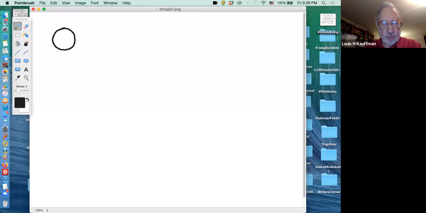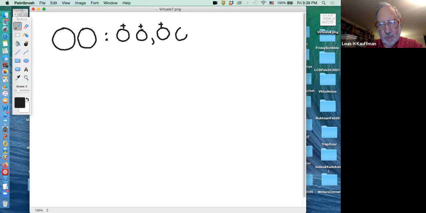If I have two loops, then the enhanced states become four of them. We could both be plus. We could have plus and minus. We could have minus and plus. Or we could have minus and minus.